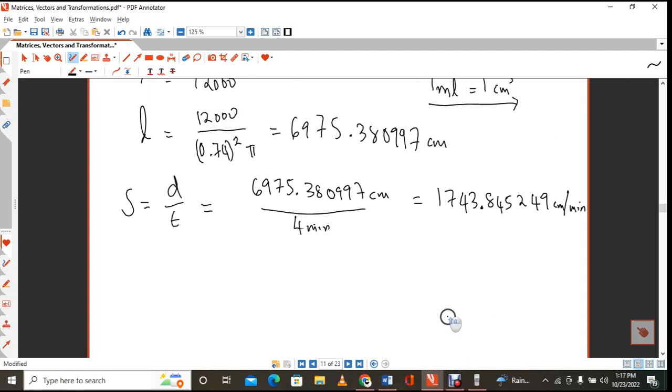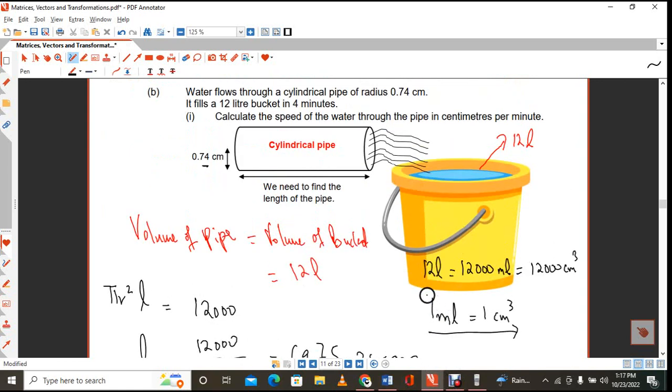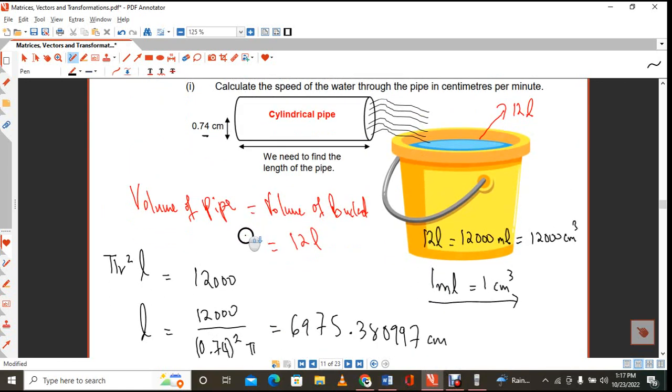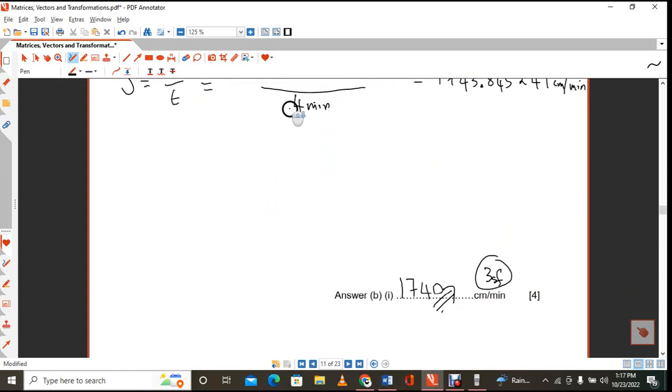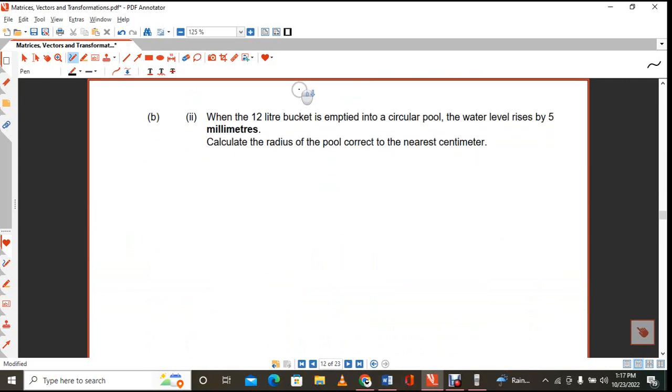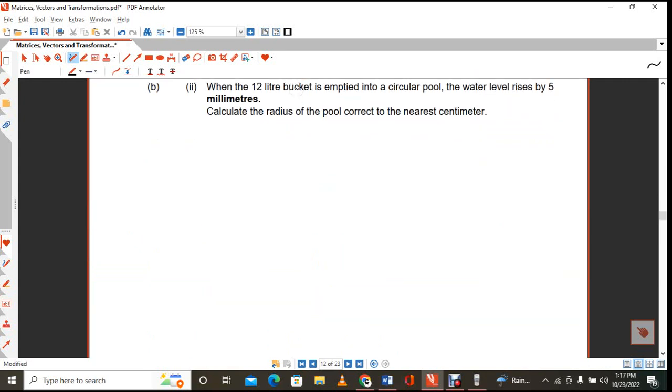All right, so it's a handful. I gave you a hint there, and please follow that hint so that you'll be able to solve such a question. It's complex, but you read the question and do some conversion to maximize your chances of getting marks. When the 12-liter bucket is emptied into a circular pool, the water rises by 5 millimeters.